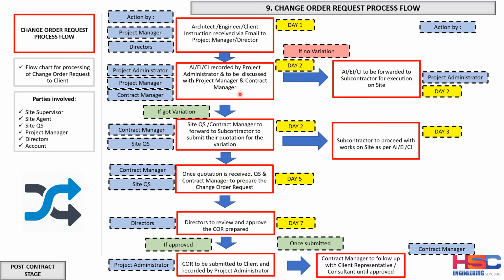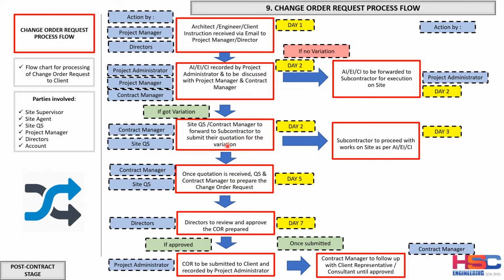And also, if there is a variation in terms of time and money, the site QS or the contract manager will forward it to the subcontractor to submit their quotation for the variation. They need to know the time and cost impact from the subcontractor. This will be done by the site QS and the contract manager. However, the subcontractor can choose to proceed with the work as per the instruction. This is day 2 and day 3.